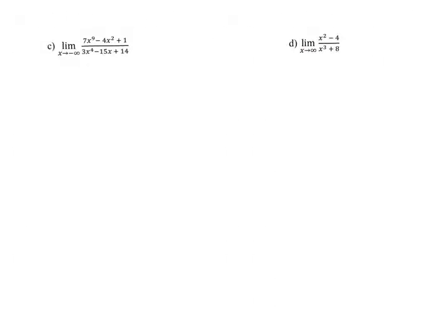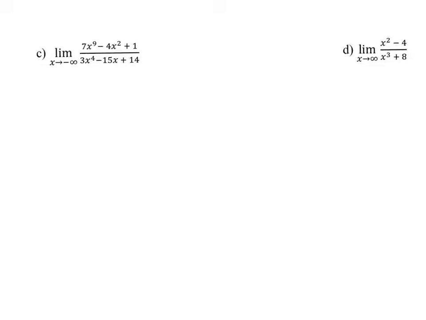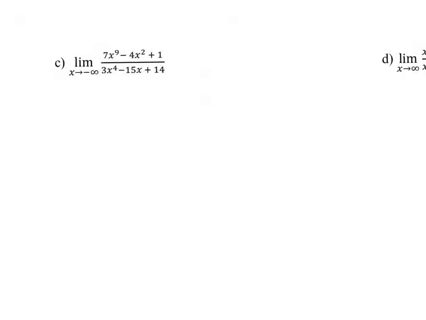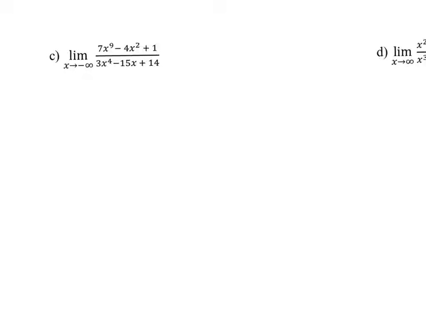Next question, same idea. I have to look for the highest power in the top and the highest power in the bottom because I'm approaching infinity. Remember, these are only tricks for approaching infinity. Okay, so the highest power on the top is 7x to the 9th, and the highest power in the bottom is 3x to the 4th. I have a heavier power in the top and a smaller power in the bottom. So basically I know I'm going to go to infinity, but you have to ask yourself what kind of infinity.